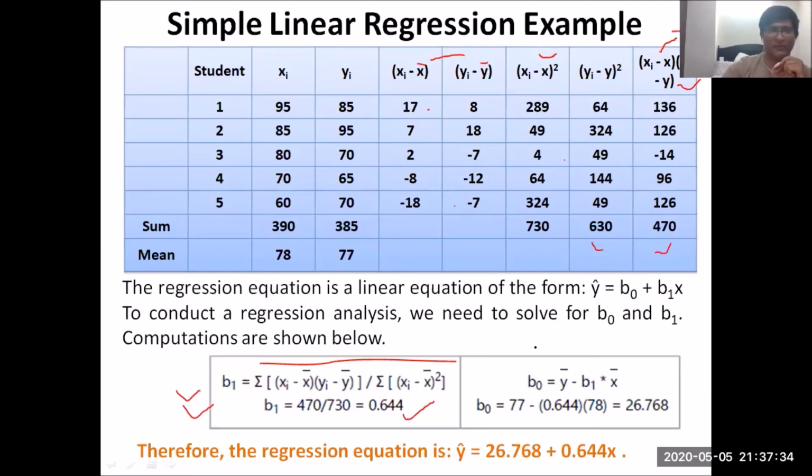Since we have got the value of b1, in order to get b0, I can just rearrange the equation. I can keep y minus, suppose, b1 x, right? That is what we have written. This y is the mean value, remember that. So we find the value of b0 by putting in y mean, which is 77, and b1, which we have already calculated as 0.644, times x mean. x mean is 78. That is how we obtain the value of b0.